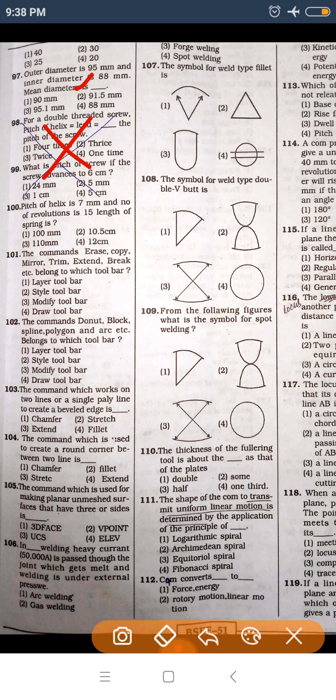Next question. Question number 100. Pitch of helix is 7 mm and number of revolutions is 15. Length of spiral is 105 mm, that means 10.5 centimeter. Correct answer will be B.